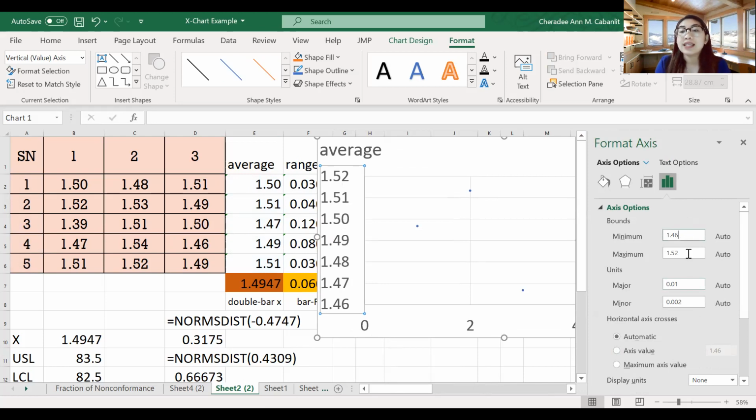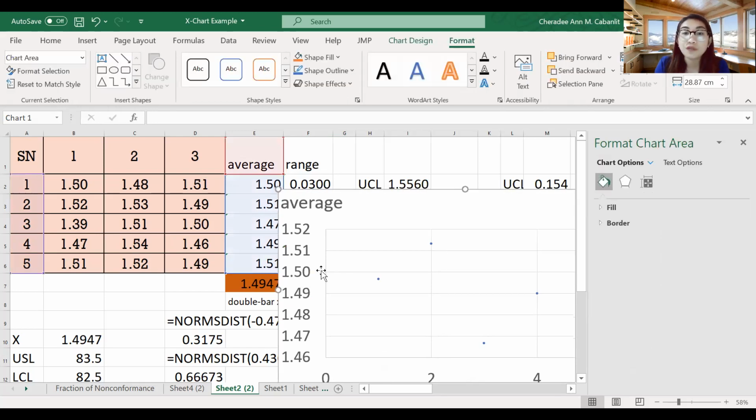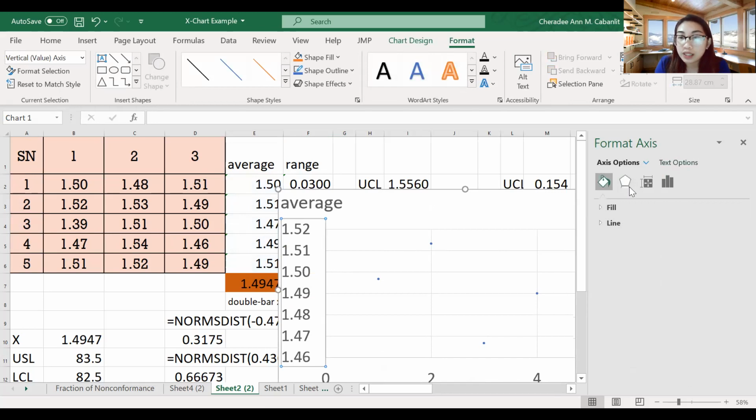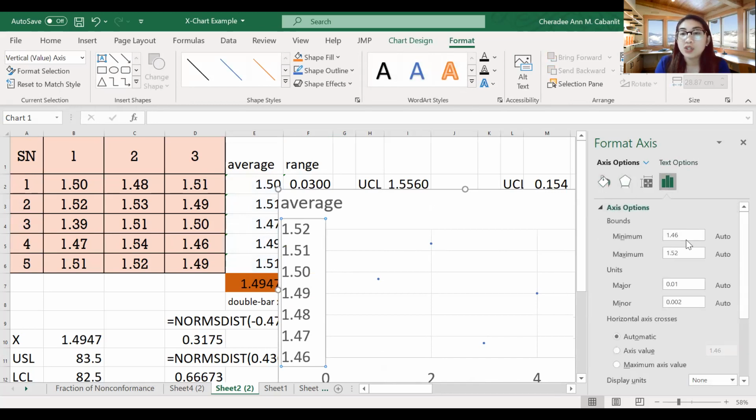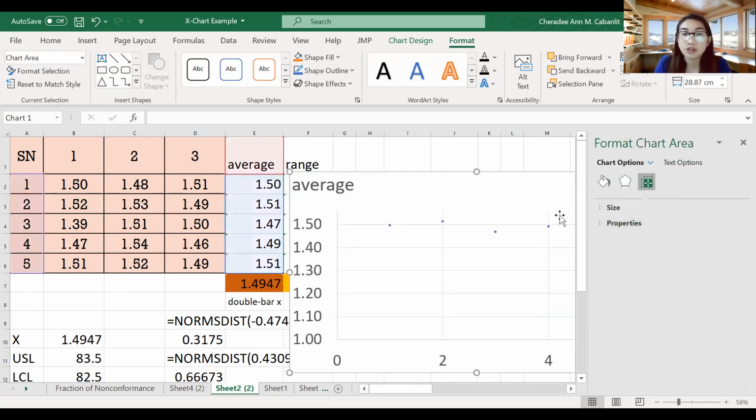Format na to sa axis kay our maximum is the UCL. So, pila yung value sa UCL gani? It's 1.5560. So, kani, axis options. So, ibutan na nimo sa maximum is the UCL, 1.5560. Then, sa minimum is the LCL, which is 1.4333. Okay, nasa na to?